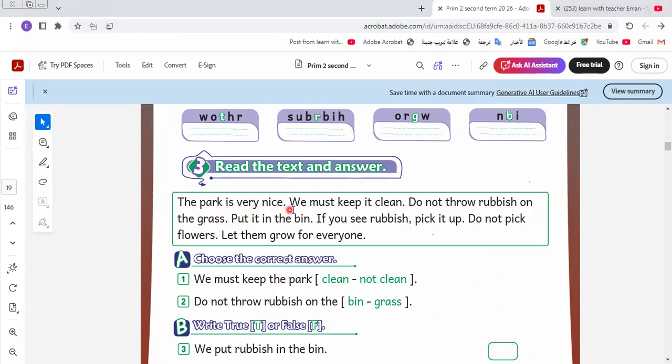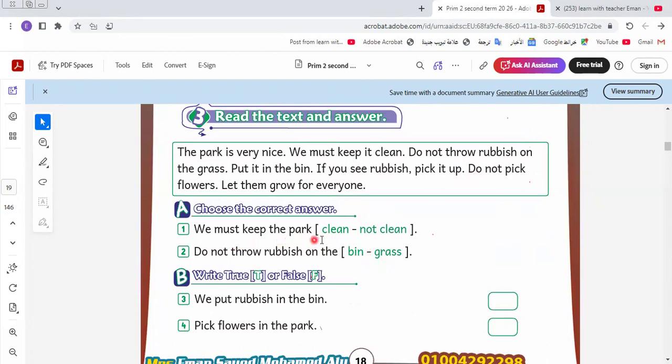The park is very nice. We must keep it clean. Don't throw rubbish on the grass. Put it in the bin. If you see rubbish, pick it up. Don't pick flowers. Let them grow. Let them grow for everyone. We must keep the park clean, as we know here in the text. So I answered this question.